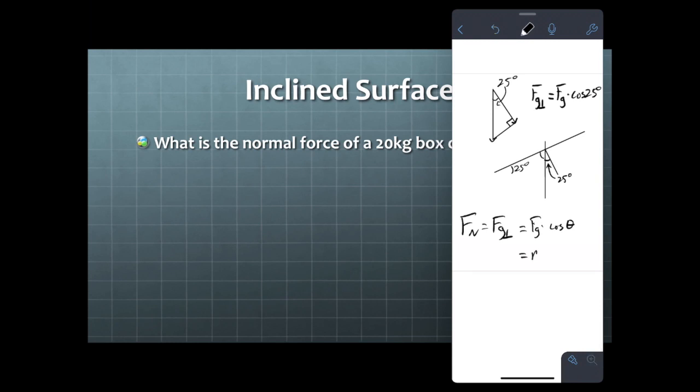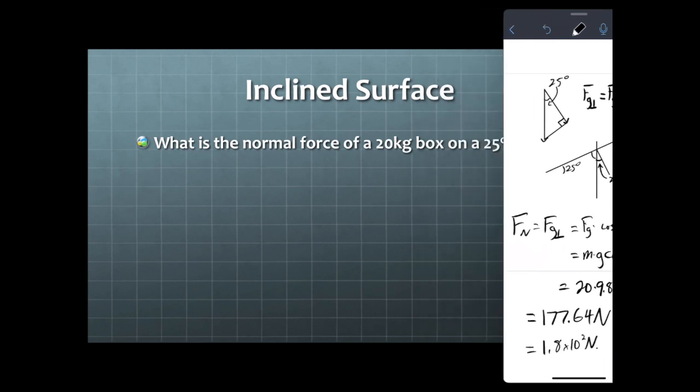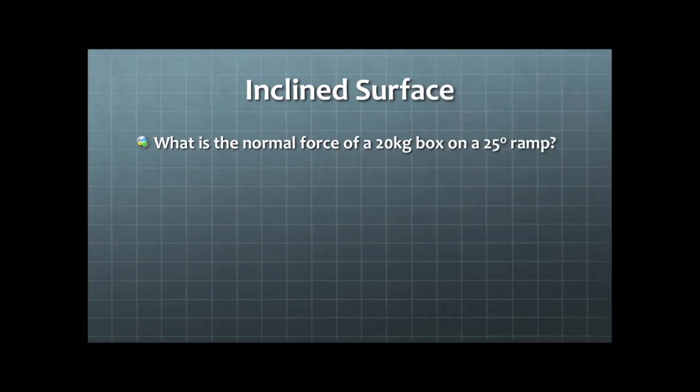We know Fg is m times g. We know the mass is 20 kilograms, gravity is 9.8, and our angle is 25 degrees. Putting everything together, we find that the normal force of this box is 177.64 newtons, or to proper sig figs, 1.8 times 10 to the 2 newtons. So this shows having an inclined surface would change the normal force of a 20 kilogram box.